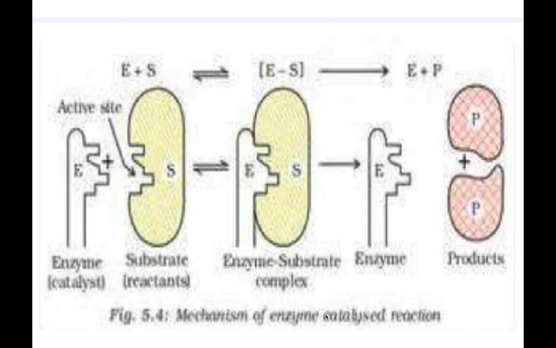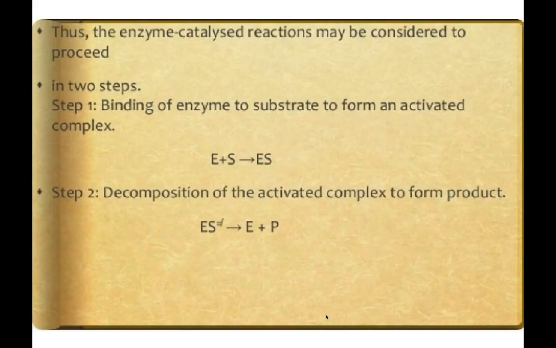You can see that the enzyme catalyst and substrate get fixed to form the complex, and then the enzyme gets separated and the products are formed on the right hand side. This is the mechanism of the enzyme catalyzed reaction, which is very important, and you can easily understand the process from the figure. Firstly, binding happens, that is the enzyme binds to the substrate to give an activated complex ES, and then the ES decomposes to give E plus P.